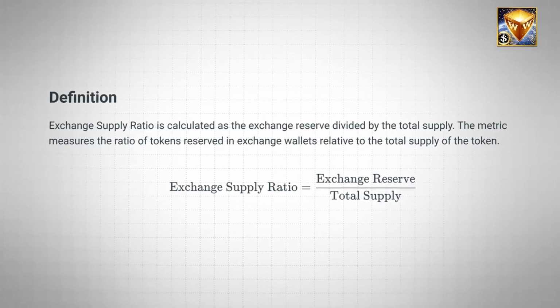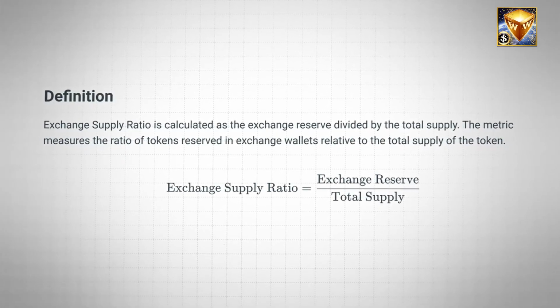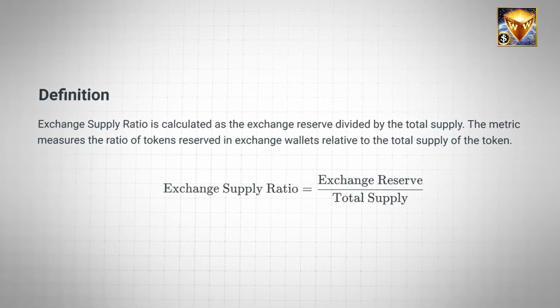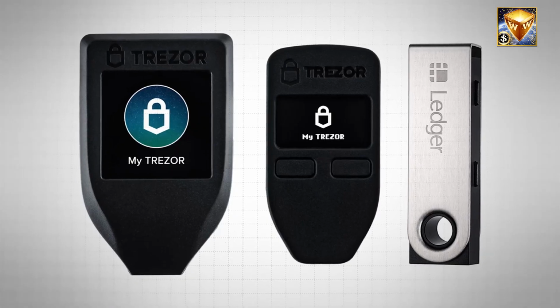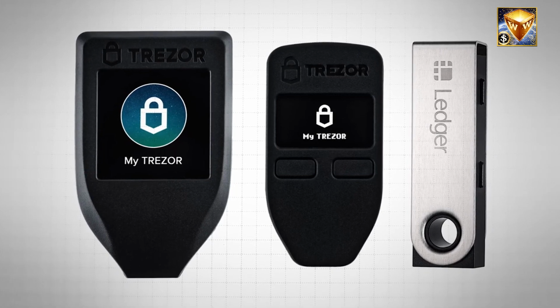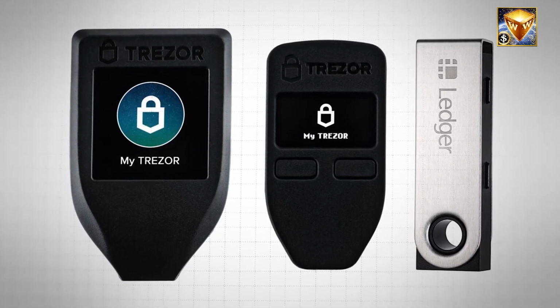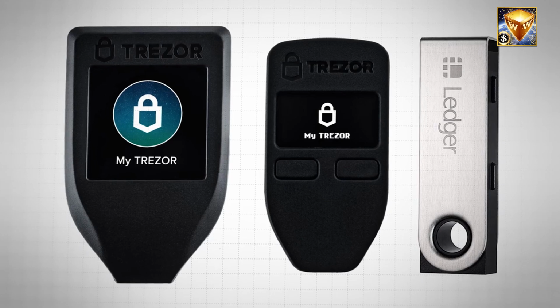If there's a lot of a particular currency on exchanges, it could mean that people are about to sell, which would obviously lower the price of the coin or token. This is because crypto holders typically transfer their assets from hardware wallets to exchanges before they sell. They could also transfer their assets from other hot wallets, but as I've advised countless times before, hardware wallets are the safest way to store your crypto.